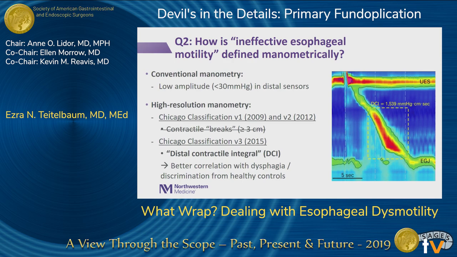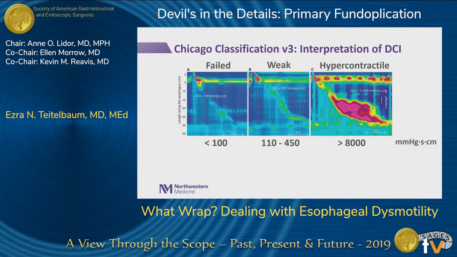And instead of using these breaks, it was really the force, or the contractile integral, summing the pressure over time and space, that replaced it. And this was found to better correlate with dysphagia than the old contractile breaks. Of note, this is actually going back more to how conventional manometry evaluated peristalsis. The protocol is to do a series of 10 5-milliliter water swallows in the supine position, and then each swallow is graded on how strong the DCI is. Less than 100 is a failed swallow, 100 to 450 is a weak swallow, and over 8,000 is hypercontractile. Anything between 450 and 8,000 is considered normal.